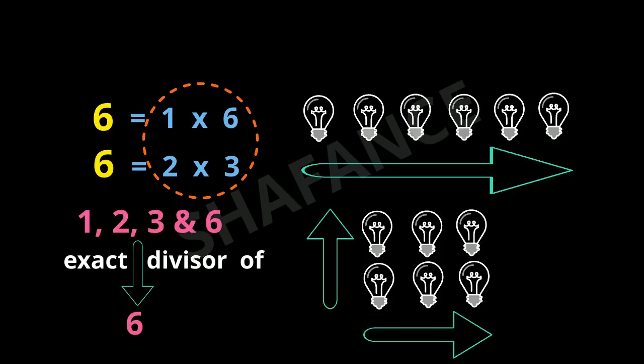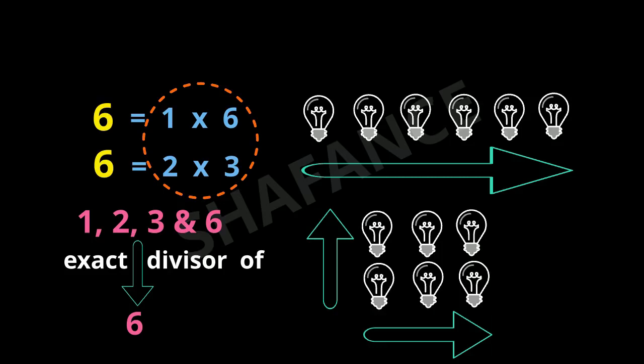6 can be represented in either 1, 2, 3 or 6 rows or columns. So this means these numbers, that is 1, 2, 3 and 6, can exactly divide the number 6. And upon division, we would get a whole number. If 1 divides 6, then we would get 6 as an answer. That is the other number in multiplication. And if 6 divides 6, then we would get 1 as an answer.